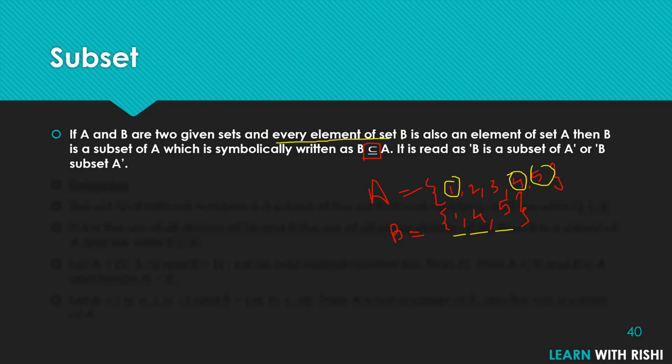Every element of set B, meaning all these 3 elements, is also an element of set A. They are also elements of set A, right? Then we can say B is a subset of A. So here we can write B is a subset of A. If every element of set B is present in set A, then we say B is a subset of A. Similarly, if every element of A is in B, then we say A is a subset of B. Okay, I hope you understood this.